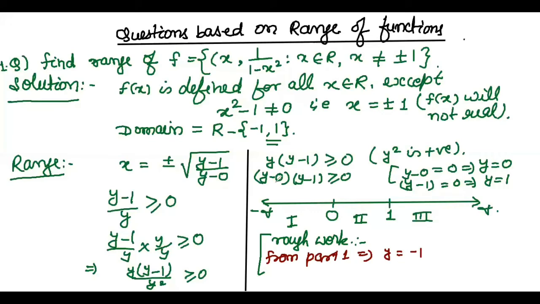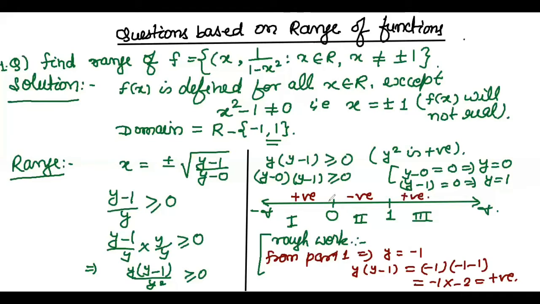If I'm applying y into y minus 1, here I'm applying minus 1 into minus 1 minus 1. So I'm getting minus 1 into minus 2. We just have to find out the sign. The sign we are getting here is positive. So for any value we apply in between minus infinity to 0, we will always get a positive value. After that, we have to write alternate signs: positive, then negative, and then positive.